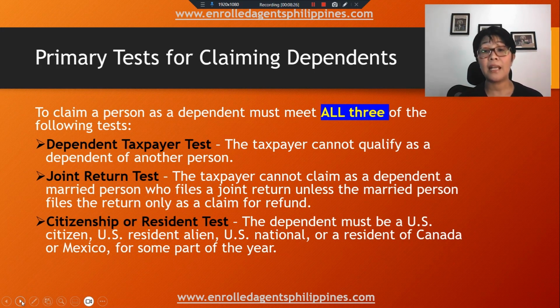Joint return test. The taxpayer cannot claim as a dependent a married person who files a joint return, unless the married person files the return only as a claim for refund. So kapag usually yan, may anak ka, pero nag-asawa na, hindi mo na pwedeng i-claim as a dependent yon, kasi usually magpa-file yan ng joint, married filing jointly or joint return. So unless yung married person na yon magpa-file lang sila only to claim a refund. Other than that, pag nag-file sila ng joint return, hindi mo na sila pwedeng i-claim as dependent.